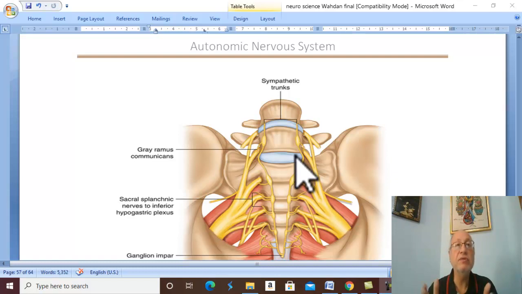The preganglionic fibers, as we know from the previous videos, pass in the anterior root of the spinal nerve to the nerve trunk, to the anterior primary rami of S2, 3, and 4. From the anterior primary rami, fibers pass from the spinal nerves to form nerves called pelvic splanchnic nerves. These are the pelvic splanchnic nerves.